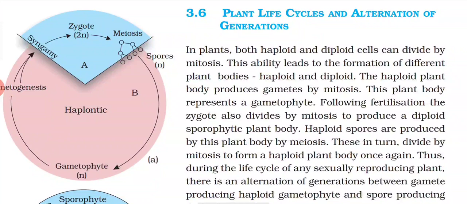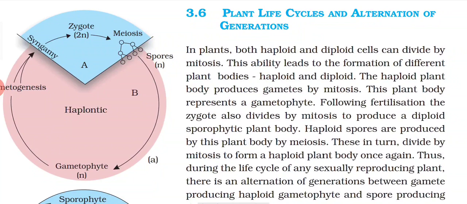Now haploid spores are produced by this plant body by meiosis. So when the sporophyte produces a haploid spore, it does meiosis. This in turn divides by mitosis to form a haploid plant body once again. The haploid spore produced will again undergo mitosis to produce a haploid plant body.